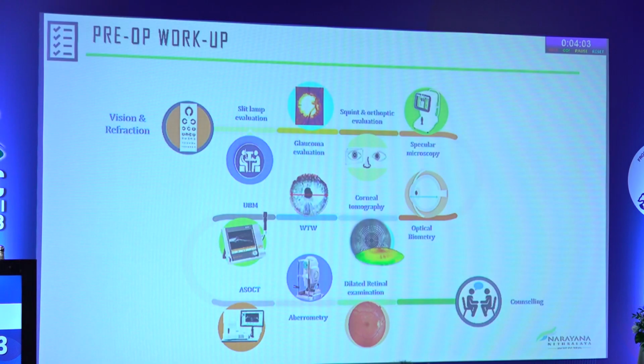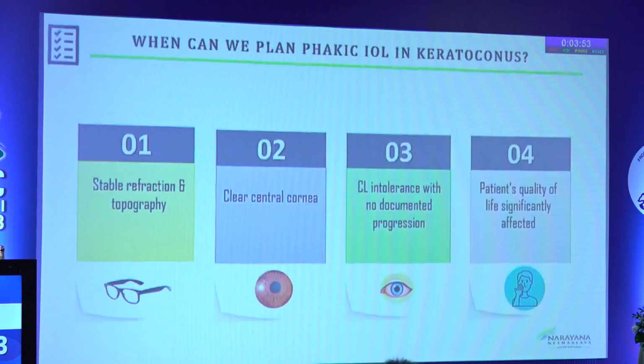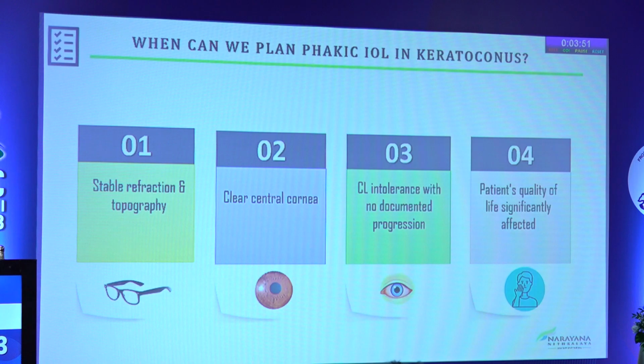We did an extensive clinical workup, and all patients were thoroughly examined clinically and imaged on various diagnostic machines. Then when can we plan the phakic IOL in KC? Patients having stable refraction and topography with clear central cornea, having contact lens intolerance, or if the patient's quality of life is significantly affected, these kinds of patients can be taken up for phakic IOL.